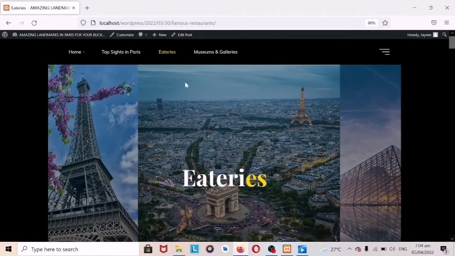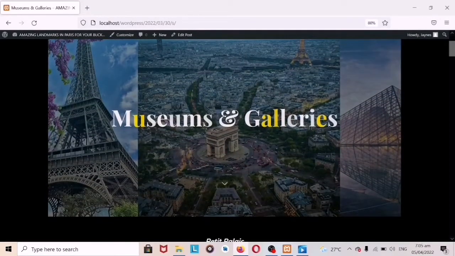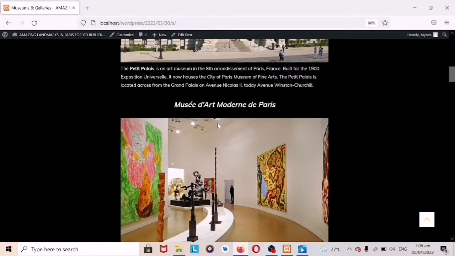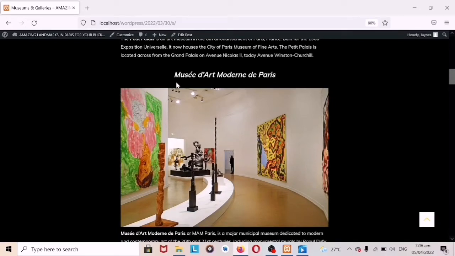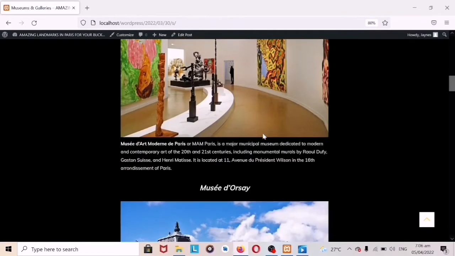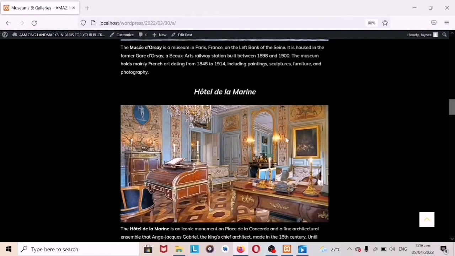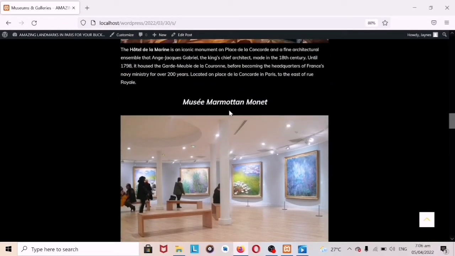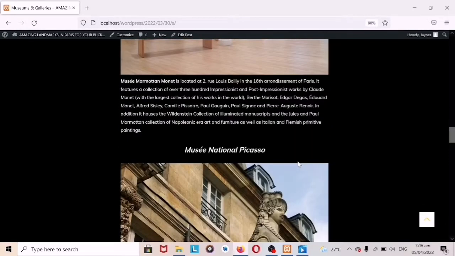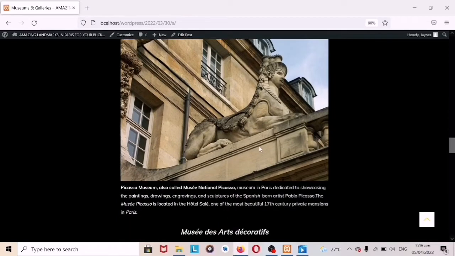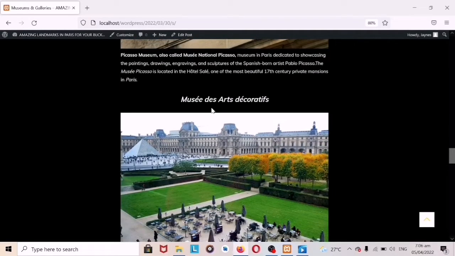And the last category is museum and galleries in Paris: Petit Palais, Musée d'Art Moderne de Paris, or you can call this one museum: the Orsay Museum, Hôtel de la Marine, Marmottan Monet Museum. Picasso Museum. Museum of the Arts Decoratives.